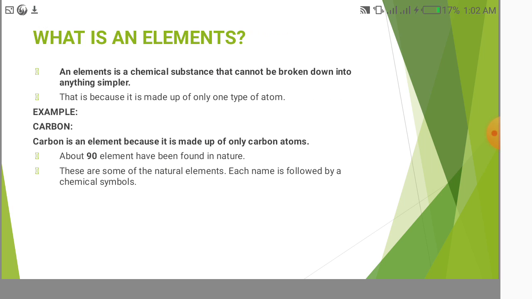About 90 elements have been found in nature. The others have been created by scientists. These are some of the natural elements. Each name is followed by a chemical symbol, a kind of chemical shorthand recognized all over the world. For example, sulfur has the symbol S, mercury has Hg, iron has Fe, and silver has Ag.